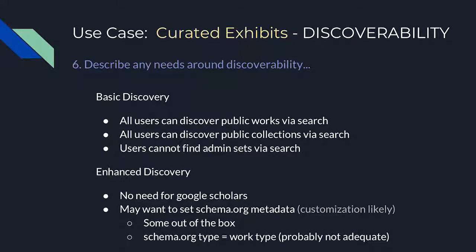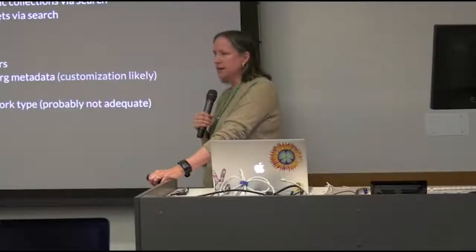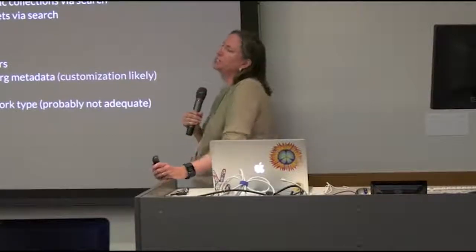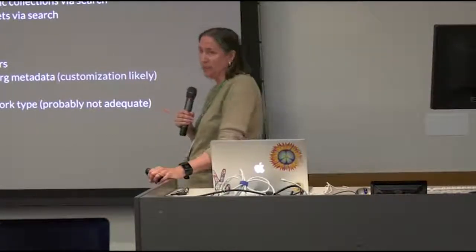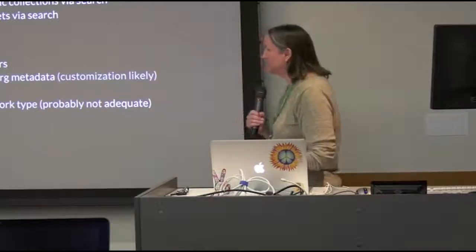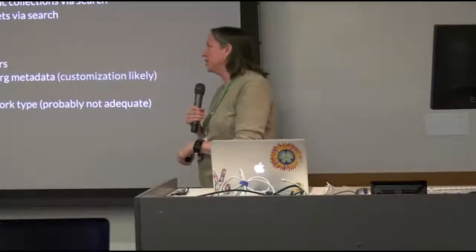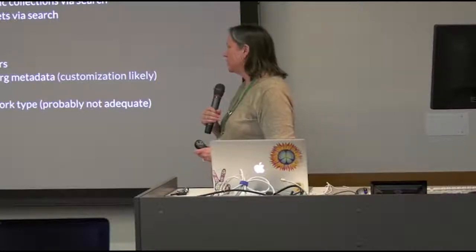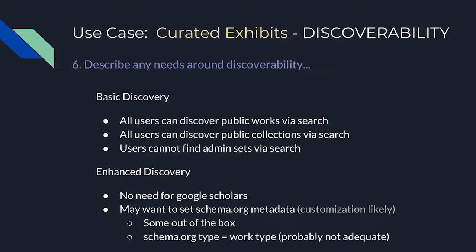All right, so basic discovery. We want all public users to be able to find public works. And we want them to be able to find the public collections, because in this case, our public collections are our exhibits. But we don't want them to find admin sets, which is actually a hard and fast thing. Admin sets are not discoverable, and that's not something that you can change. I mean, well, you can always change everything with customization, but it's not coming out of the box that way. You can't do discovery for admin sets. So we don't really have any special needs in ours for Google Scholar or schema.org, so I'm punting it. We're not going to deal with that question.